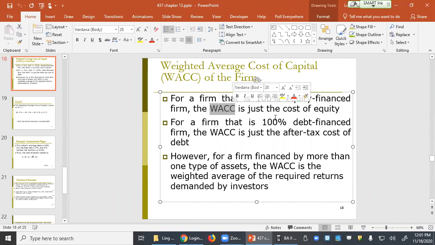Okay, because if it is a 100% equity financed company, it means that it only has common stock outstanding. There's no preferred stock, there's no debt outstanding. So your cost of equity is simply your weighted average cost of capital.